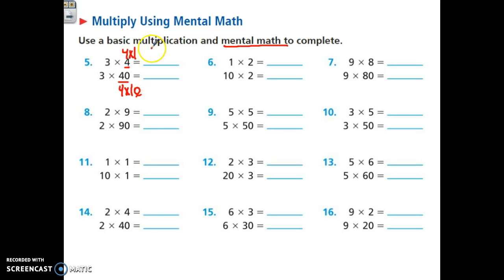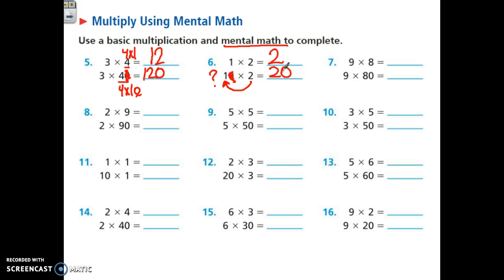So 3 times 4 is 12. Okay? So 3 times 40, well, I cover up the 0. 3 times 4 is 12. How many zeros did I cover? 1, so I'm adding 1 0 at the end. Number 6. 1 times 2, 2. 10 times 2, cover up the 0. Now I go 2 times 1. 2 times 1 is 2. How many zeros did I cover? I covered 1 0. So I'm putting a 0 at the end of my answer.